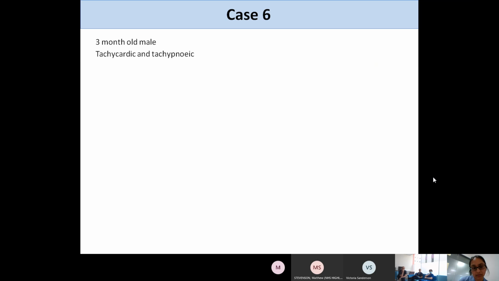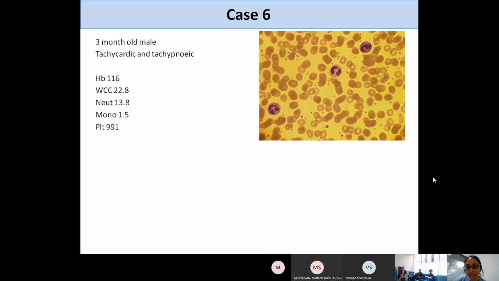So this was a 3-month-old male, and the clinical details were tachycardic and tachypneic. We had a pretty normal hemoglobin, 116, a high white cell count, a high neutrophil count, a high monocyte count, and a very high platelet count, almost 1,000. And this was his blood film. The first thing that you can see, it's very obvious to see that there's lots of platelets around.